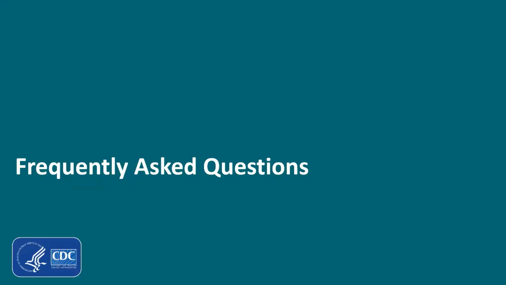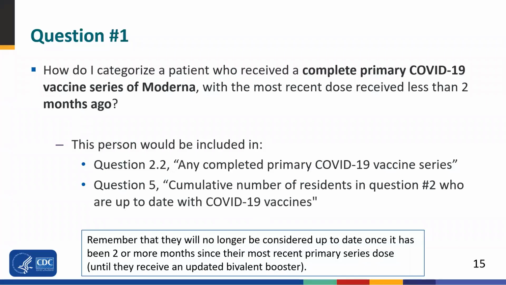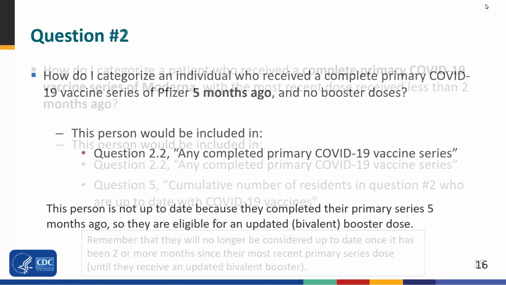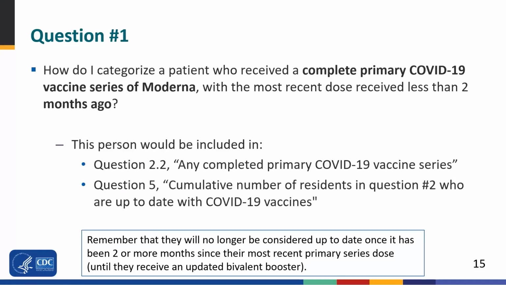Next slide, please. Let's now review some frequently asked questions, or FAQs. How do I categorize a patient who received a complete primary COVID-19 vaccine series of Moderna with the most recent dose received less than 2 months ago? This person would be included in question 2.2, any completed primary series, and question 5, up to date.